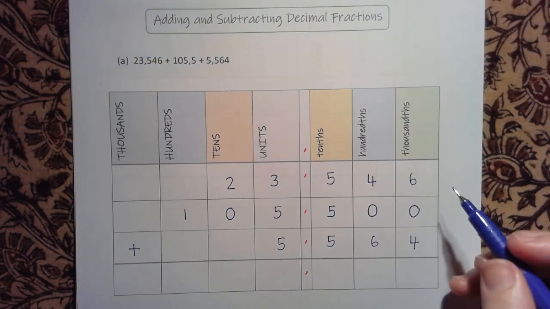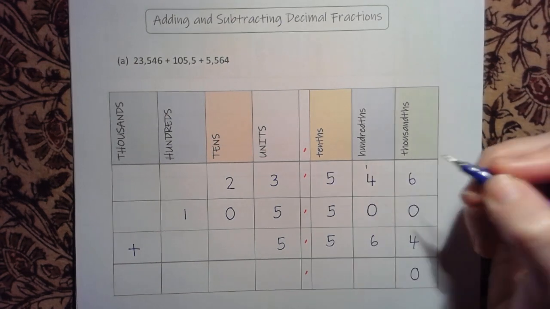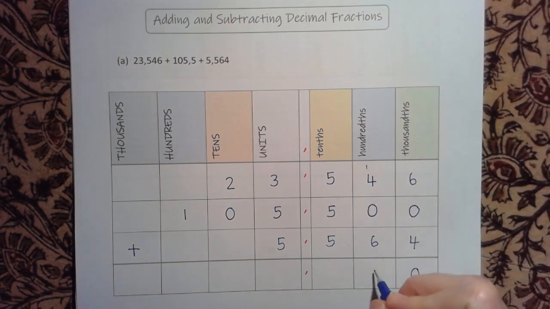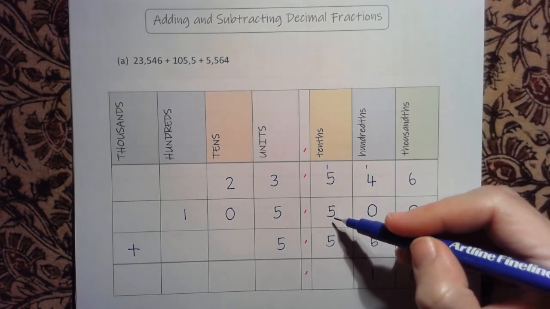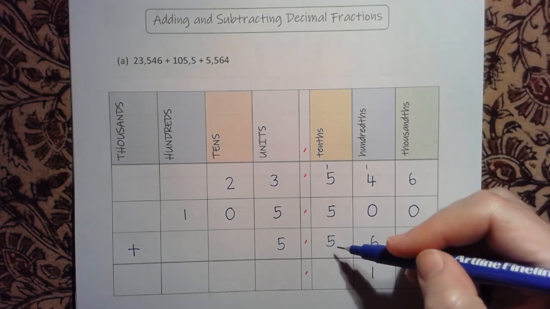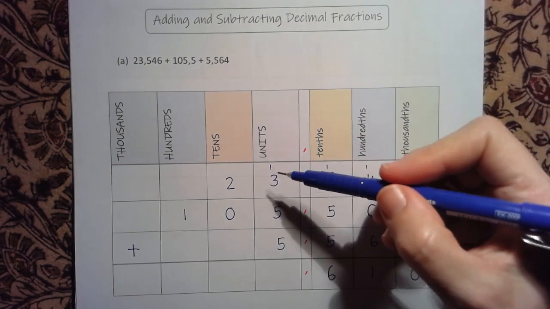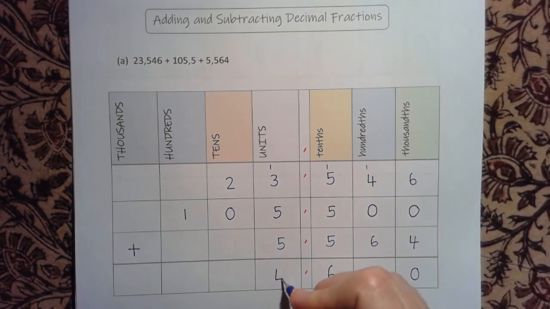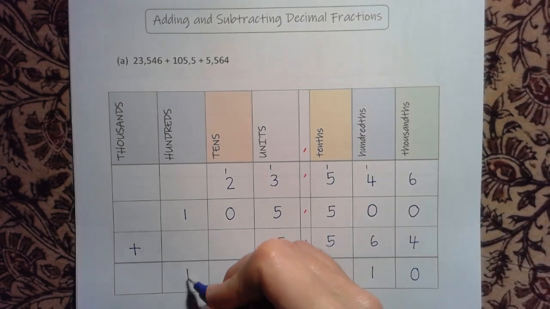So we've got 6 plus 0 plus 4, that equals 10, and the 10 goes over. Then 1 plus 4 is 5, plus the 5 plus the 6 is 11. 1 plus 5 is 6, plus 5 is 11, plus 5 is 16. And then we've got 1 plus 3 is 4, plus 5 is 9, plus 5 is 14. And that would be 3, and this is 1.